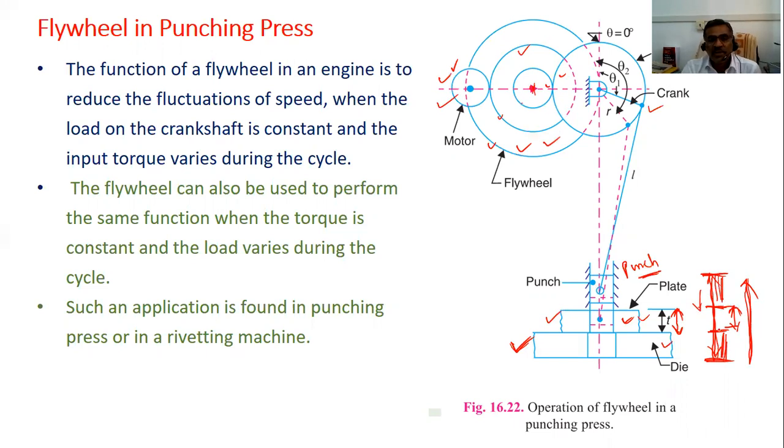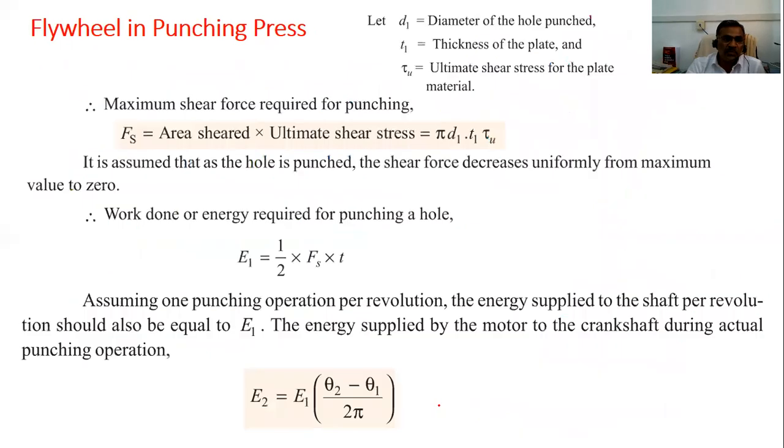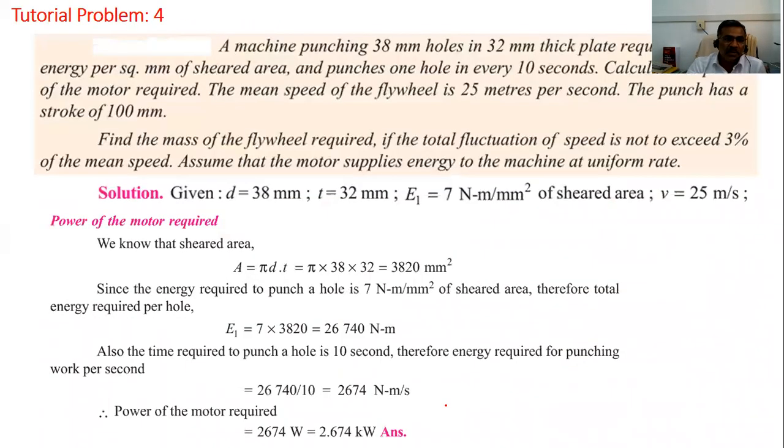So we have to calculate this power and this power, that is delta E. During the punching, the motor will be supplying some amount of energy that need not be stored in the flywheel. So once you calculate delta E, you will be able to design the flywheel. Now, let us see the problem, the last problem.